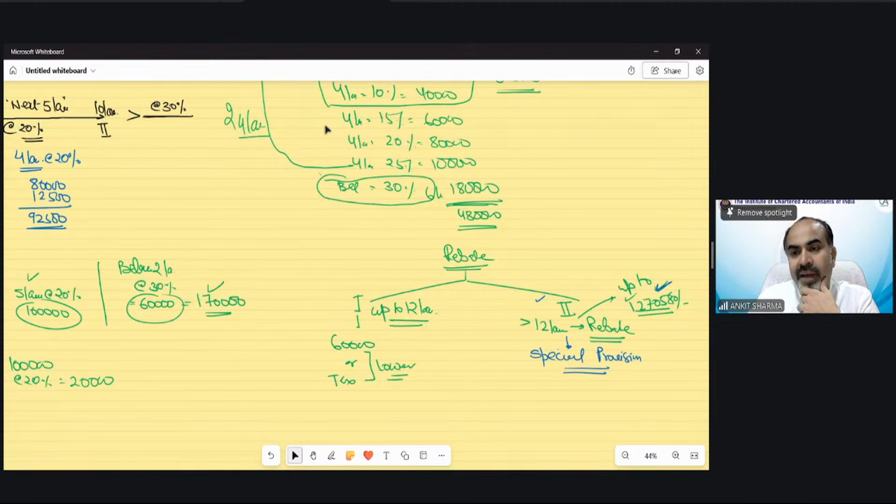Dhanlakshmi, for firm LLP rate, 30% is applicable. Yes, Dhanlakshmi, as I have already told you multiple times, please focus on what we are discussing right now. We are discussing the rates for individuals, etc. The firm LLP rate is already given in the notes. We will discuss it later.